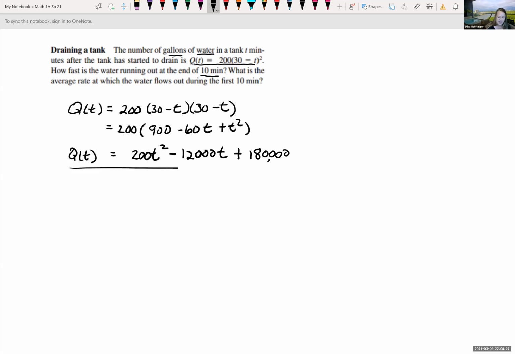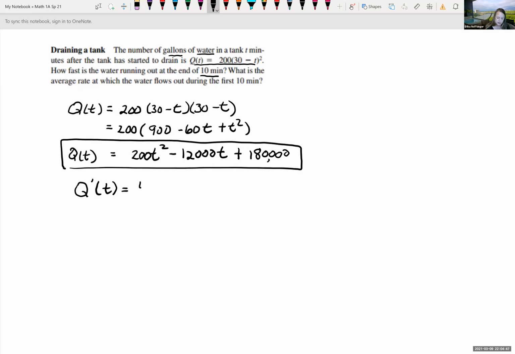So we have a function where we can find how many gallons are in the tank after T minutes. We want to know what is that rate though? How fast is it running out at T minutes? So let's just find the derivative first. That way, if we have to answer any other questions, we can. So looking at the derivative of Q of T using our general power rule. 200 T squared, the derivative of that is 400 T, minus the derivative of 12,000 T is 12,000. And the derivative of a constant is 0.